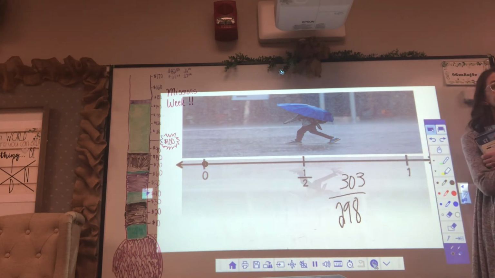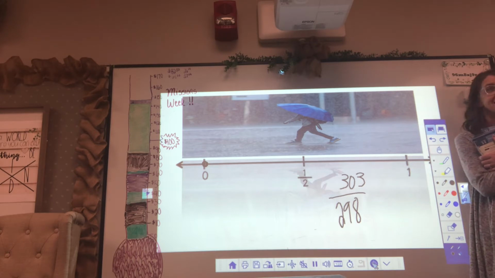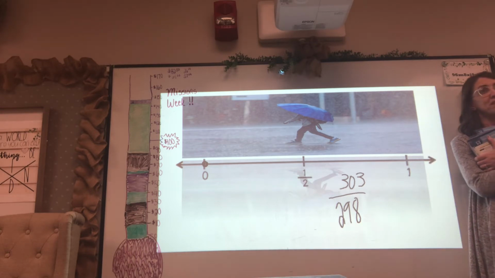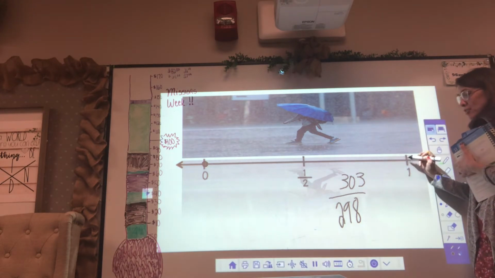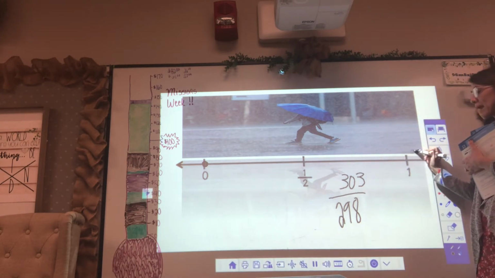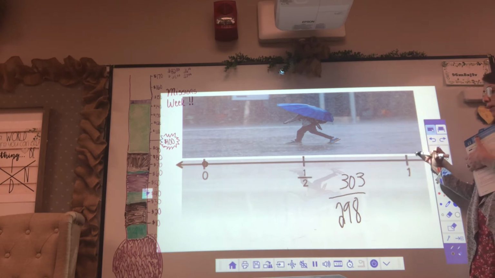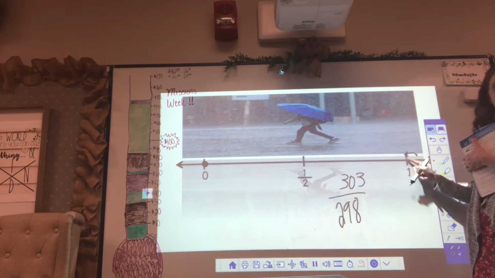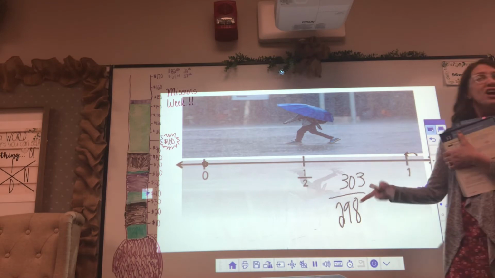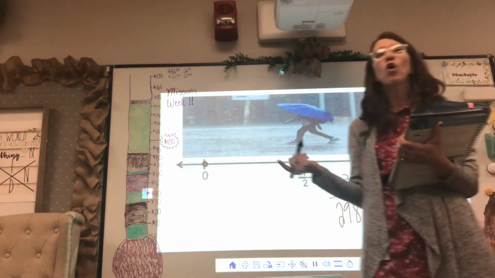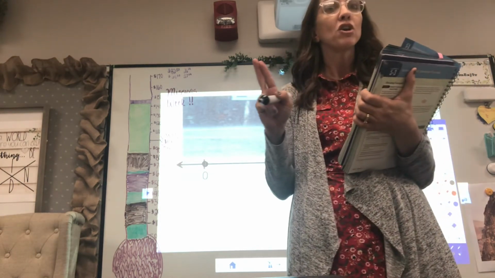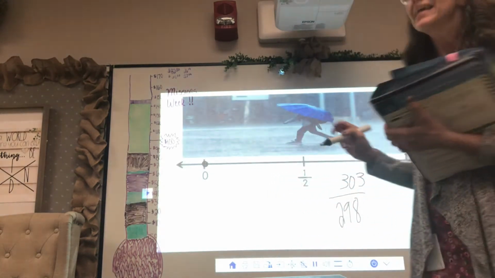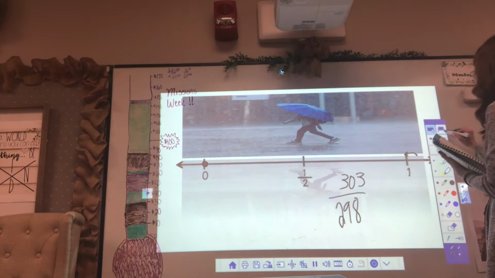Where are you going to go? Where are you going to find cover with this one? Wait a minute, something looks weird here. Naomi? You are going back home. That means 303 out of 298. You went past here a little bit and you're like, oh my word, rainstorm, going right back here. You're closest to 1. You guys got that, right? Totally not hard.